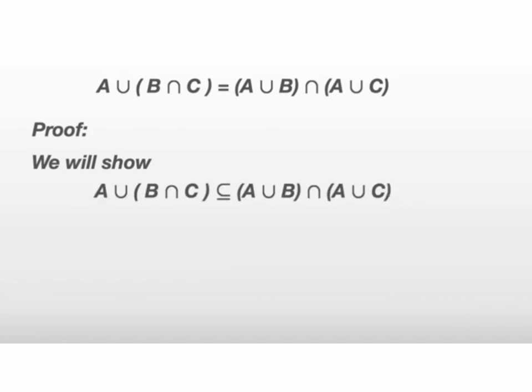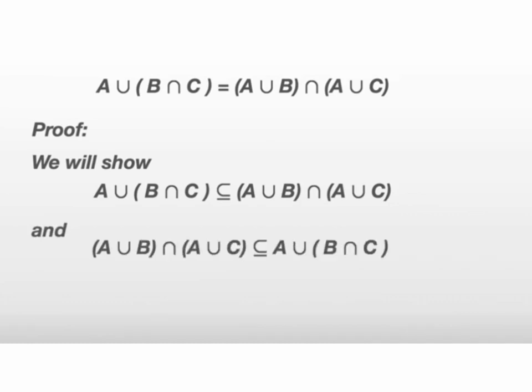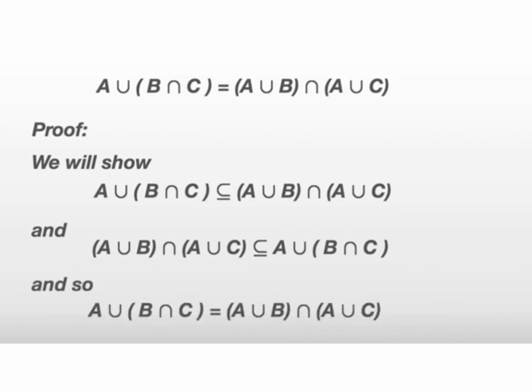Remember how earlier we showed that if A is a subset of B and if B is a subset of A, then A is equal to B? Well, here we can use that exact method to prove this equation. We'll show first that A ∪ (B ∩ C) is a subset of (A ∪ B) ∩ (A ∪ C), and that (A ∪ B) ∩ (A ∪ C) is a subset of A ∪ (B ∩ C), which implies they're equal to one another.